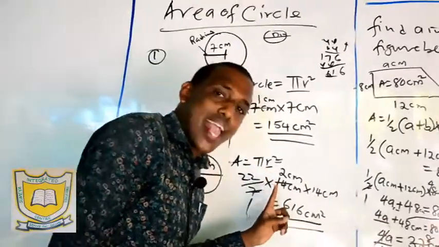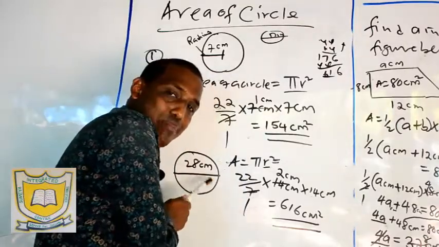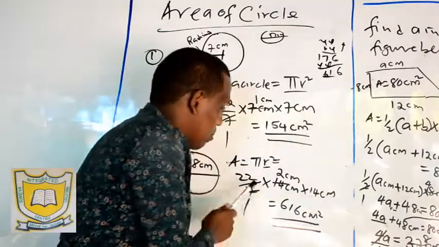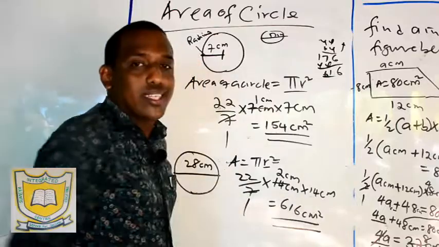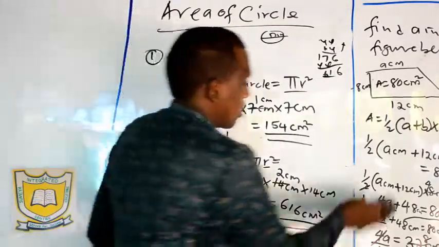The formula is pi r squared. Pi is 22/7, r, this is not an r, this is diameter. You divide it into 2, 14 squared times 14. 7 by 7, 1, 7 into 14, 2. 22 times 2, 44. 44 times 14 is 616 centimeter squared. That's how we solve that question.